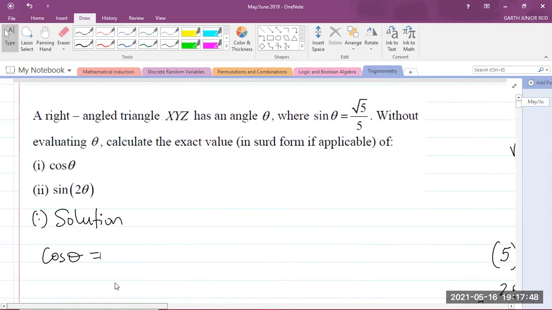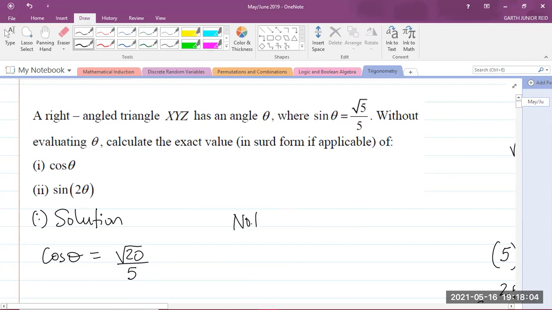All right, so I can say cos theta is equal to the square root of 20 divided by 5. Now I can simplify this. Remember, it says they want it in third form.